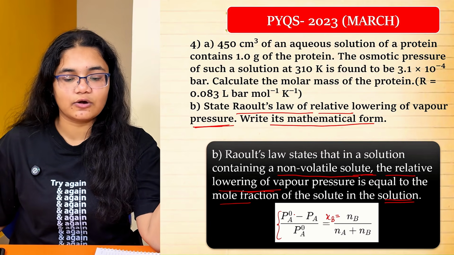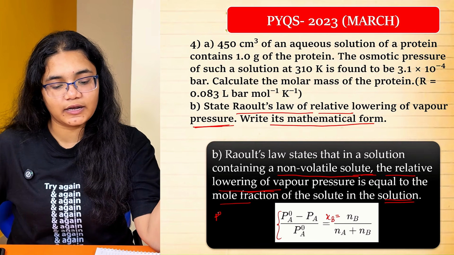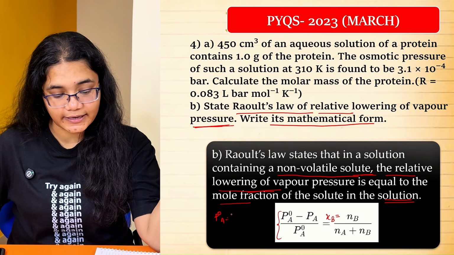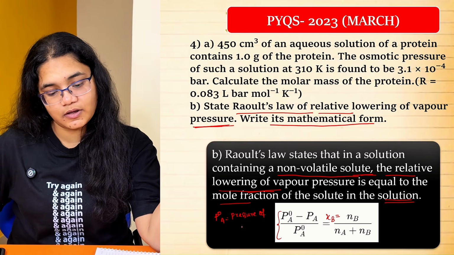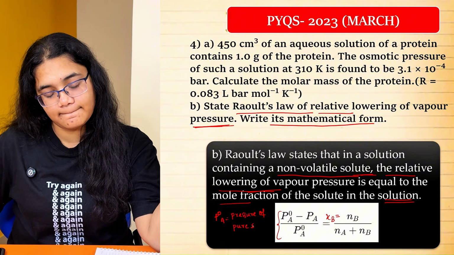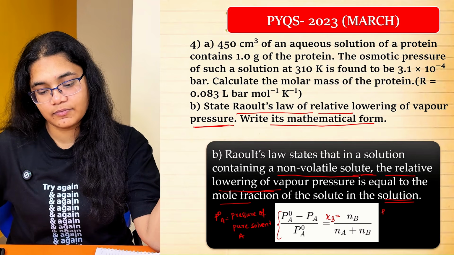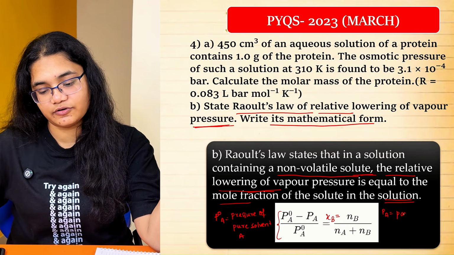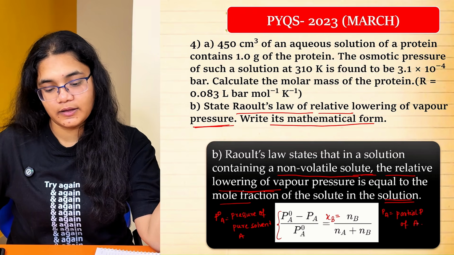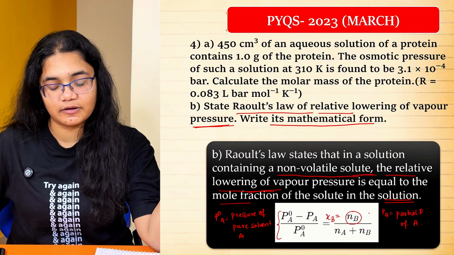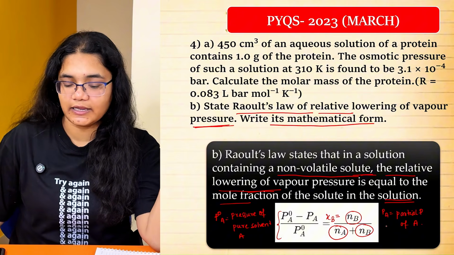So that is Raoult's law of relative lowering of vapor pressure, and you can mention all the terms here. What is P naught A? P naught is the pressure of pure solvent A. Then you have PA, that is the partial pressure of A. Then NA is the number of moles of A, and NB is the number of moles of B.